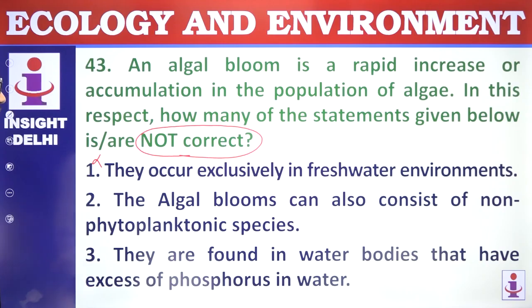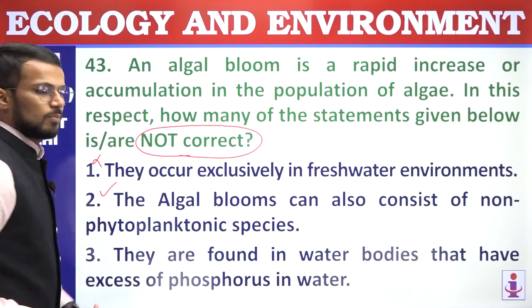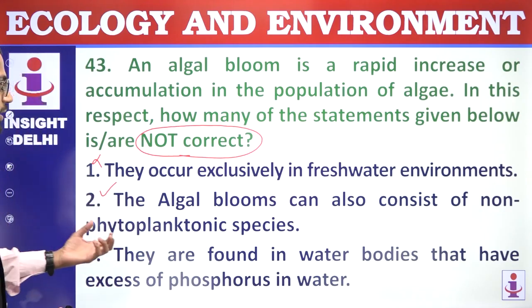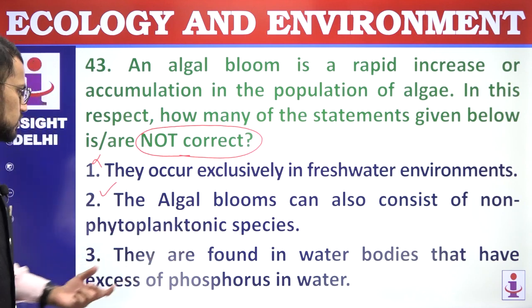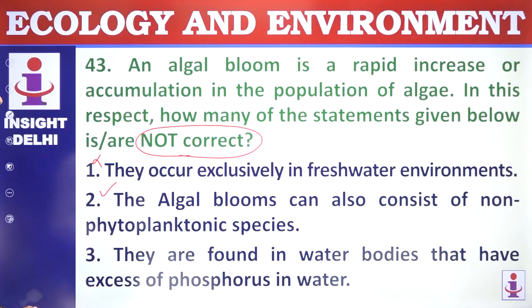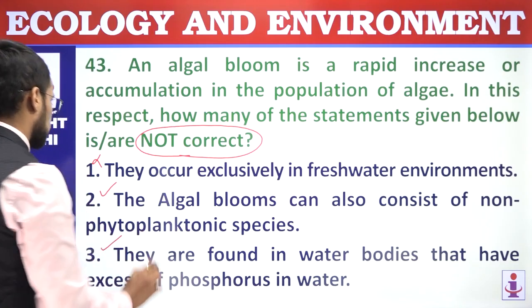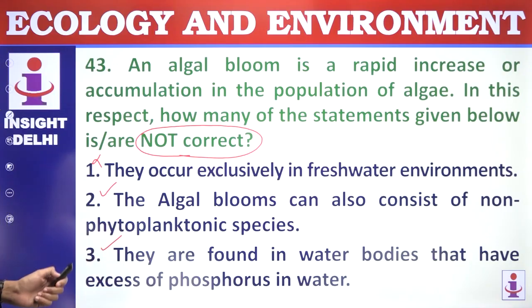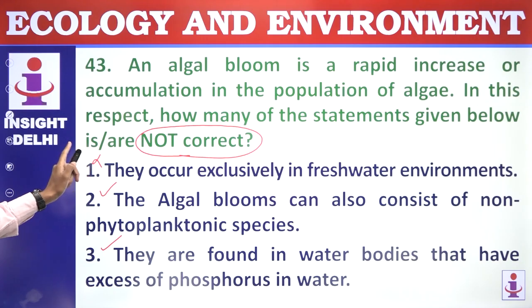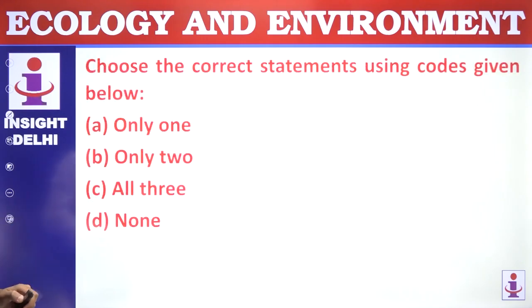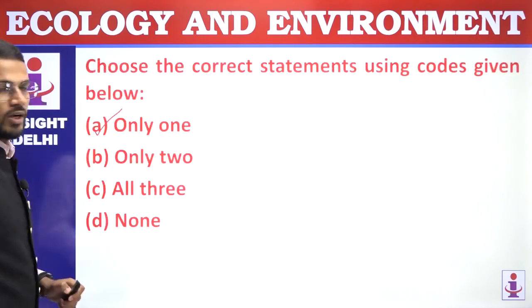Second, the algal blooms can also consist of non-phytoplanktonic species. This statement is correct because microalga may be there in algal blooms. It is not only about phytoplanktonic species. Third, they are found in water bodies that have excess of phosphorus in water. Correct. So second and third statements are correct statements. First is not correct. So only one is not correct, and that's why answer should be A, only one.